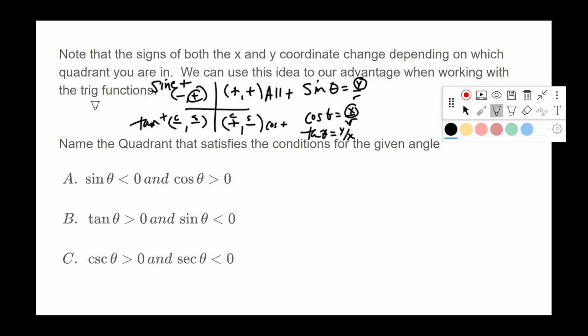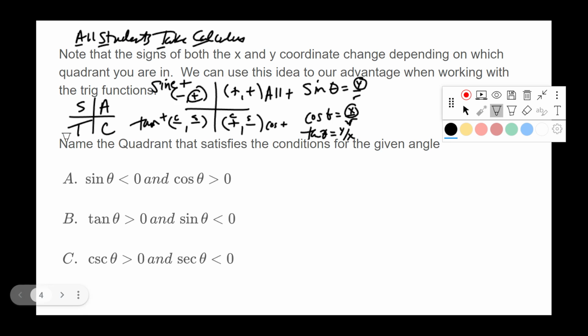Some people remember this. They're all positive in quadrant 1. Sine is positive in quadrant 2. Tan is positive in quadrant 3. Cosine is positive in quadrant 4. Some people remember this as All Students Take Calculus. Okay, they're all positive in quadrant 1, sine in 2, tangent in quadrant 3, and cosine in quadrant 4. All right, so we're going to play a game.